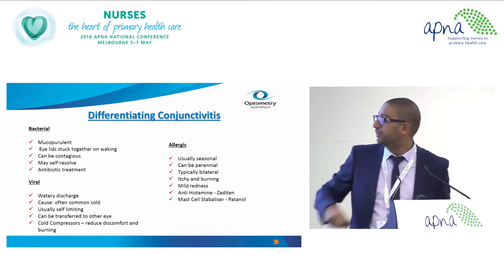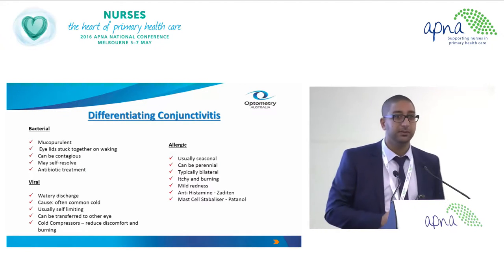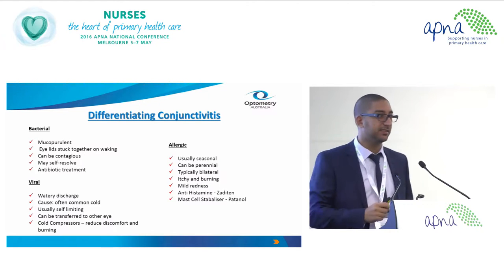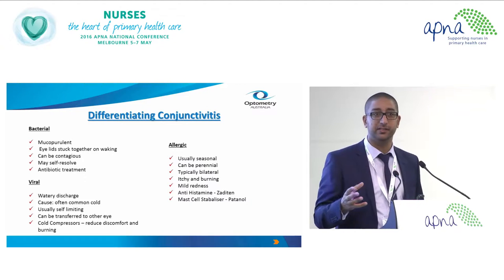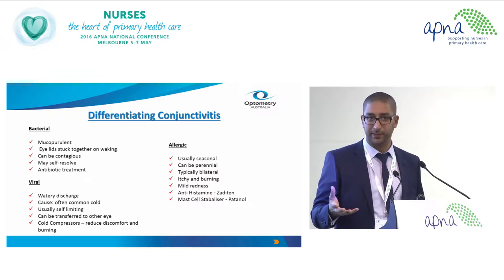And it's fairly mild, normally use Zatatin, which is over the counter, or Patanol on a script. Patanol, interestingly enough, actually takes a couple of weeks to stabilise the mast cells. So someone that's come in with an allergic conjunctivitis, you put them on Patanol, it ain't going to work. At least not for the first couple of weeks.